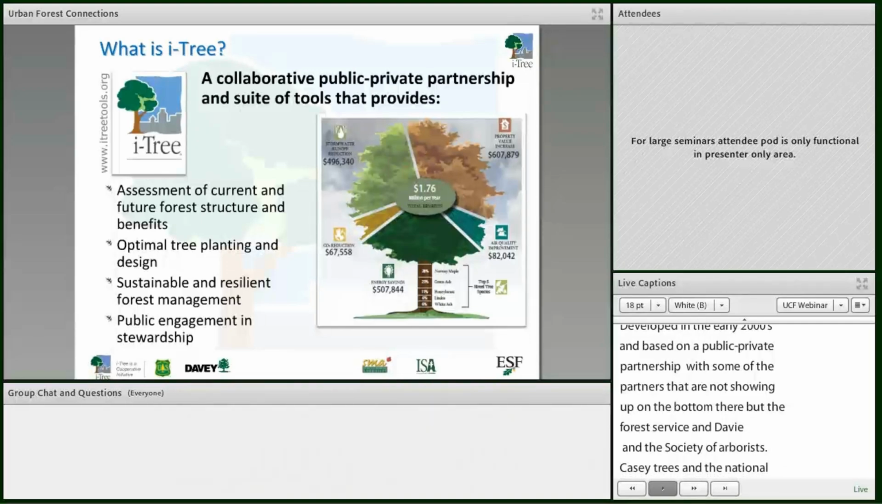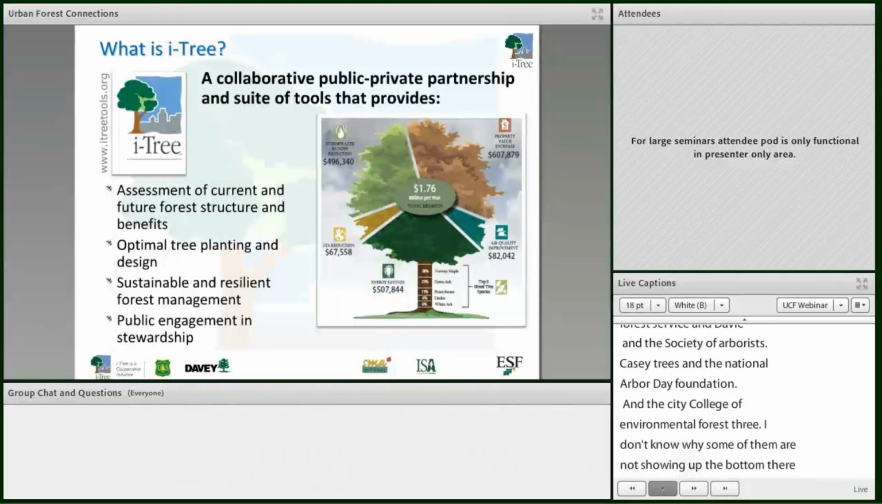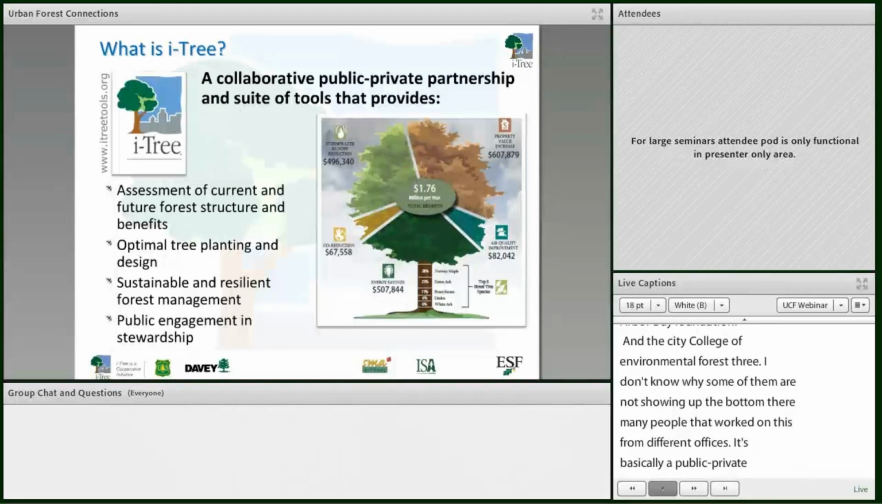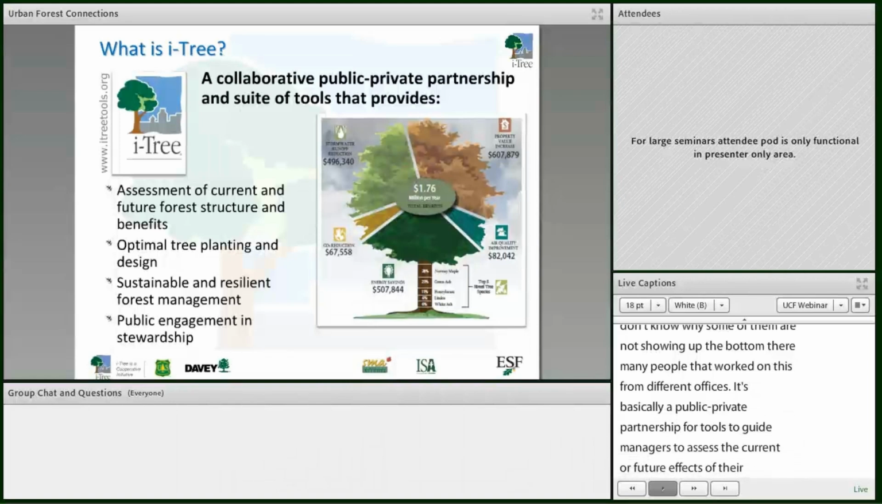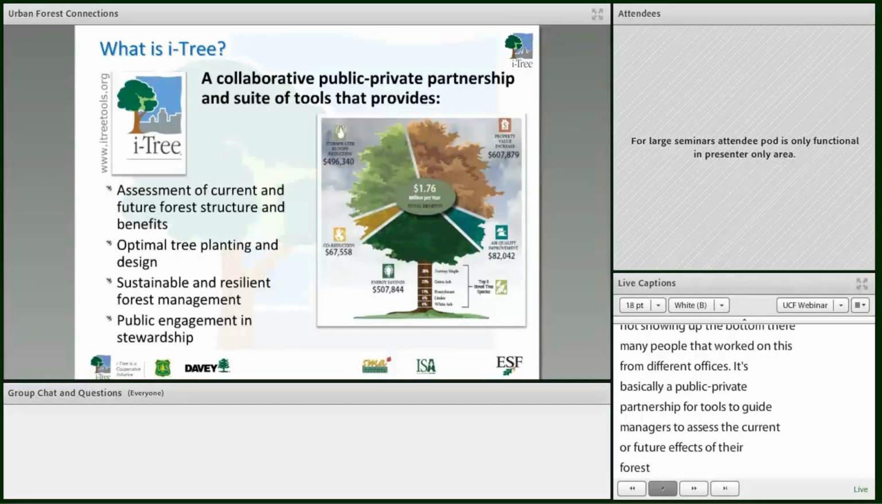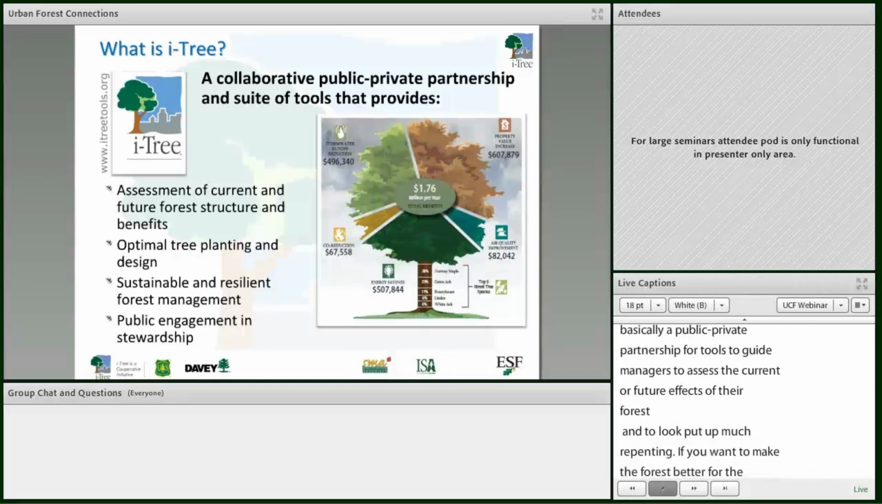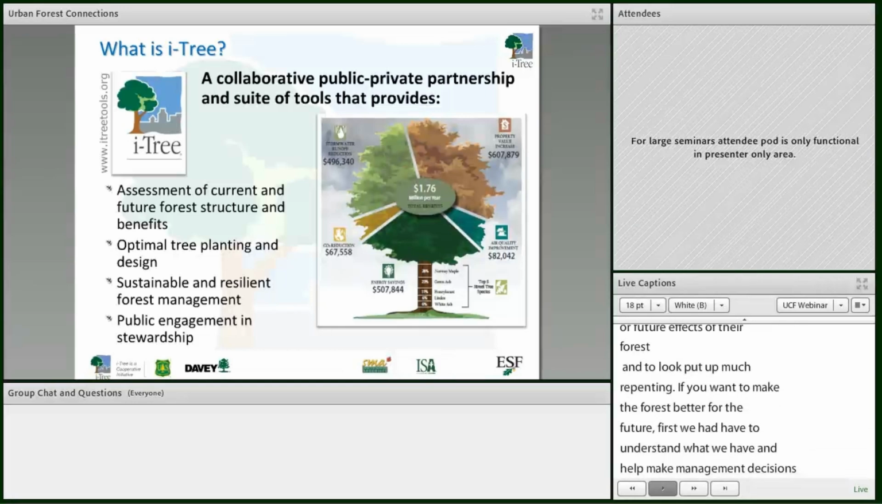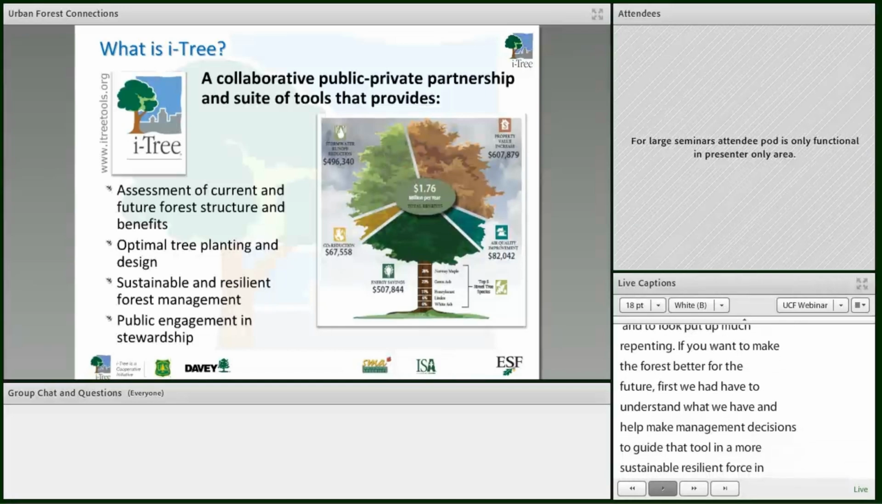It's basically a public-private partnership to develop tools to guide managers to assess the current or future effects of their forest, to look towards optimal tree planting. If we want to make the forest better for the future, first we have to understand what we have and then help make management decisions to guide that to a more sustainable and resilient forest. Many people have been working on this, trying to engage the public in stewardship by providing them information about their forests. We're coming up on year 10 next year with this tool.